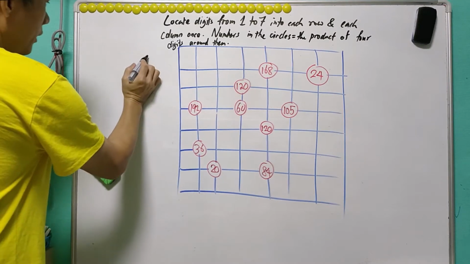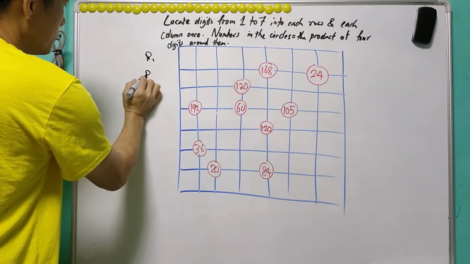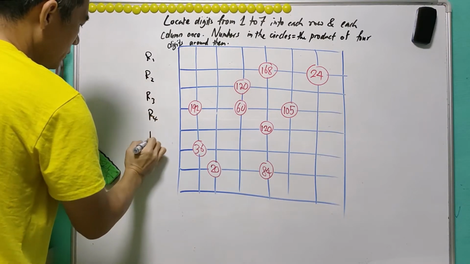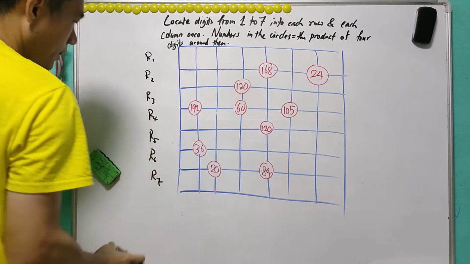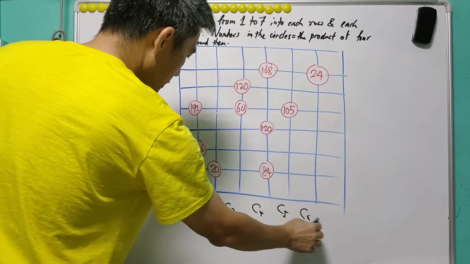First of all, I'll label this as R1, the row 1, row 2, row 3, row 4, row 5, row 6, and row 7. Likewise, column 1, column 2, column 3, column 4, column 5, column 6, and column 7.